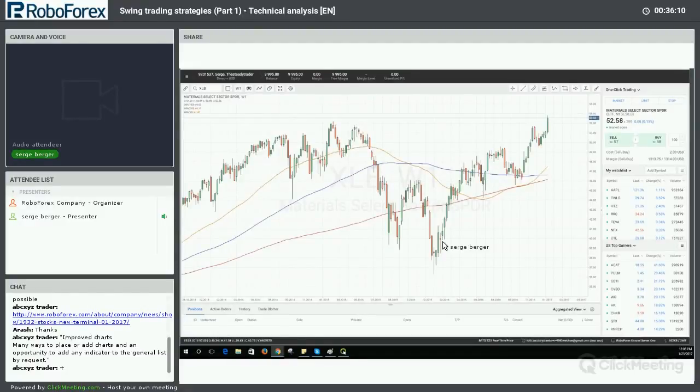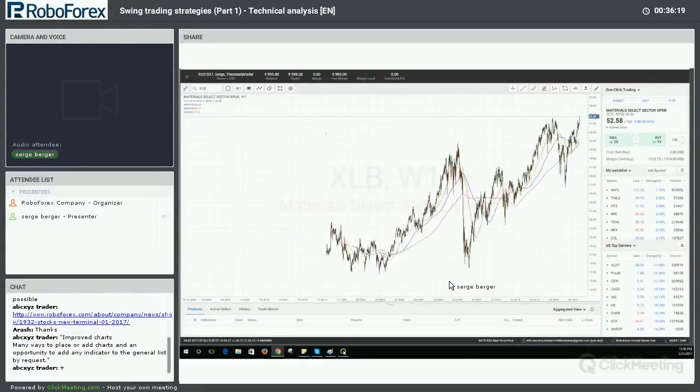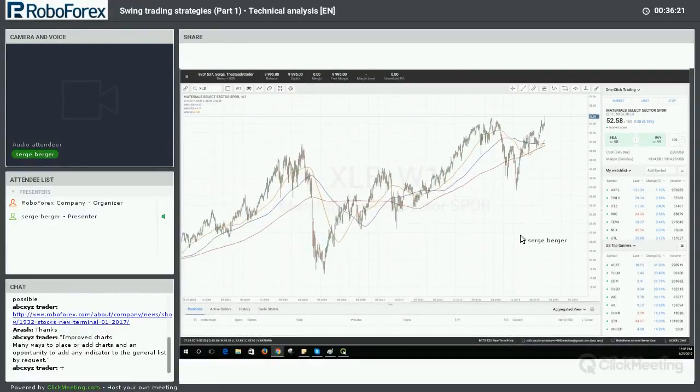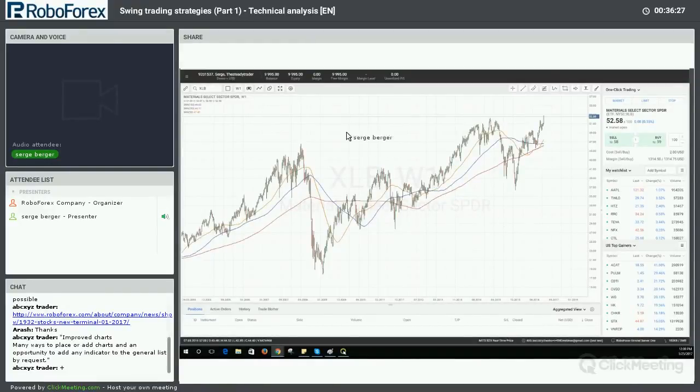Okay, so again, just wanted to exemplify this. So right now we're looking at XLB, and let's apply a little bit of technical analysis here and look at what this might mean. Well, the XLB, again, this is the materials sector. So this is stocks like DuPont, stocks like Monsanto. I don't know how many people in here are familiar with those names, but those are important stocks.